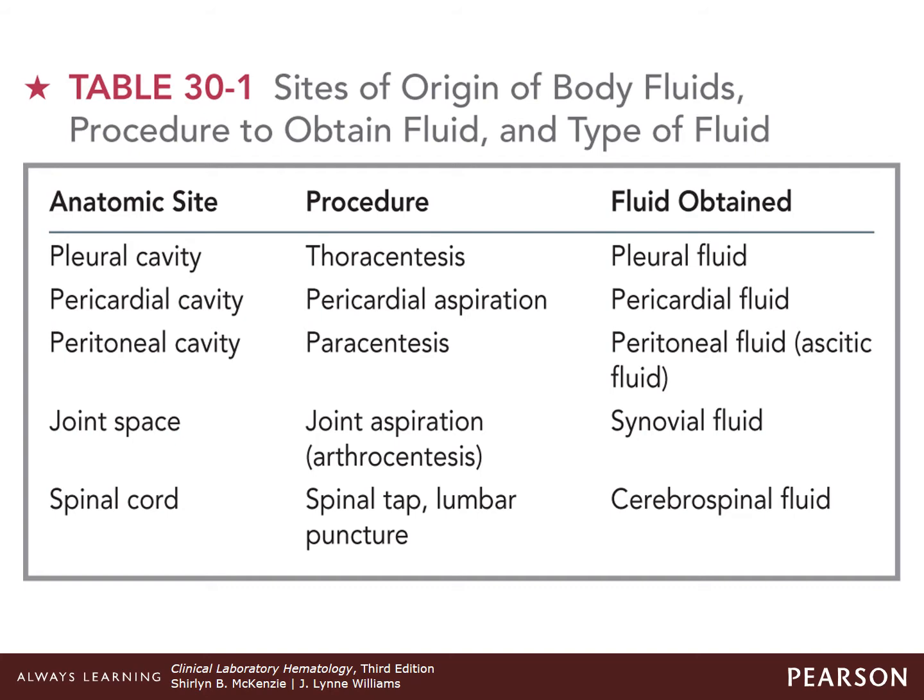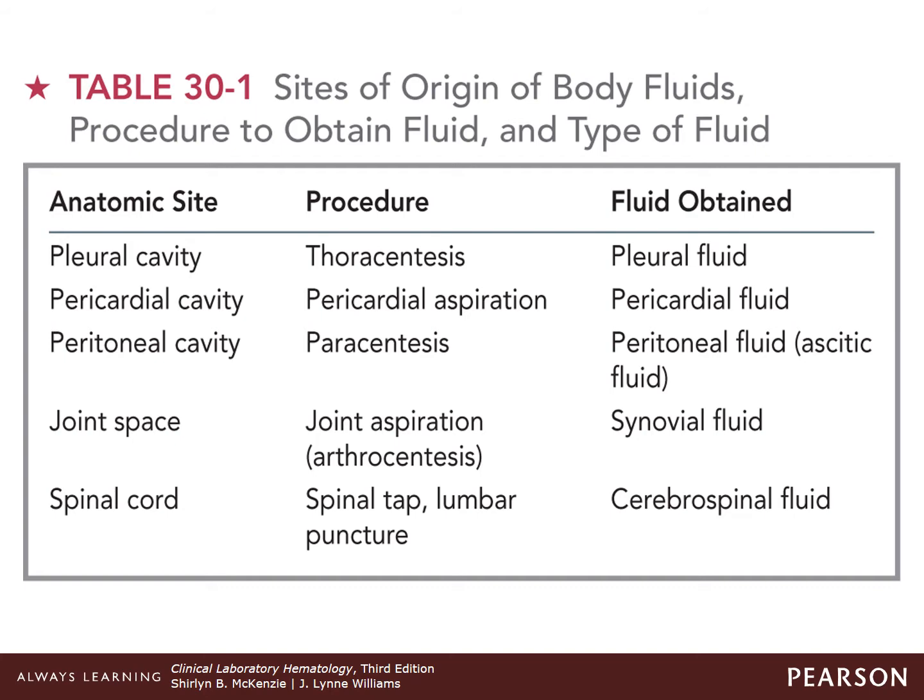So when we're talking about anatomical sites, we're looking at the pleural, pericardial, and peritoneal spaces being the serous fluids as a group. So for pleural cavity, this is the lung fluid. The procedure is called a thoracentesis, and the fluid obtained is pleural fluid. Similarly, with pericardial fluid or cavity, this is the sac surrounding the heart. So the aspiration process is a pericardial aspiration.